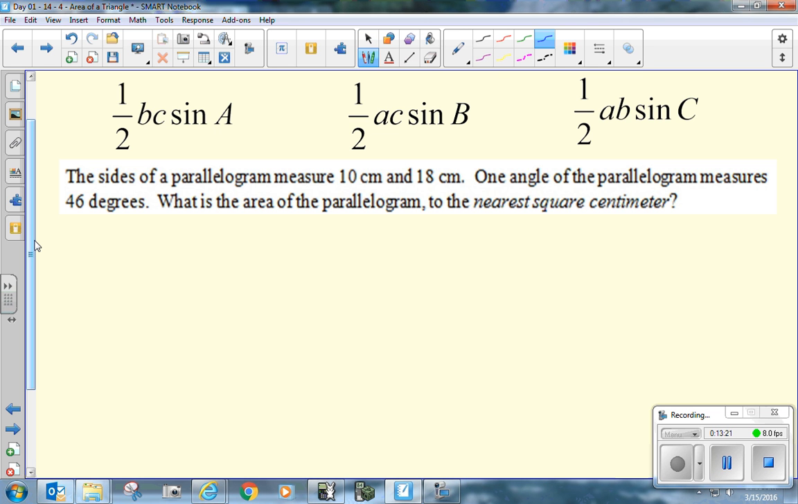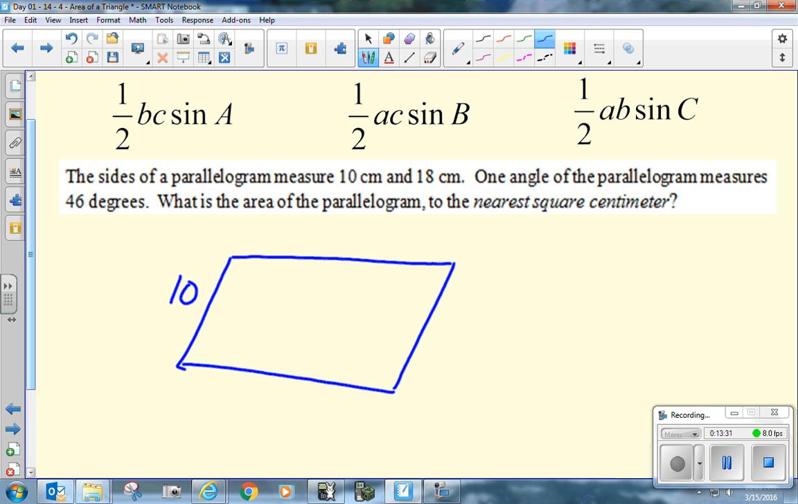The sides of a parallelogram. Well, I know a parallelogram. The opposite sides are parallel and congruent. So they say one side is 10, and one is 18. I'll make that one 18, which is a little bigger. So if the top is 18, what's the bottom? The bottom is also 18. If the left side is 10, what's the right side? 10. Has to be. Now, one of these angles in the parallelogram measures 46 degrees. This one looks like it might be 46. Doesn't matter as long as I label one.